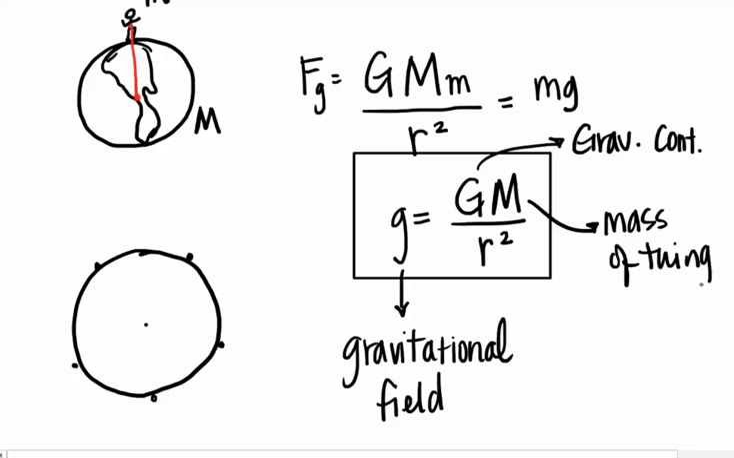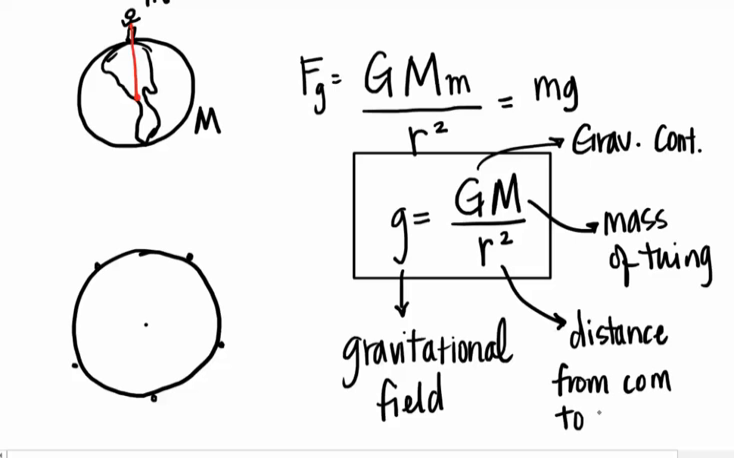So this would be the mass of the thing, and this is the distance above the thing, from center of mass to the place. What do you mean, the place? Well, what if I wanted to find the gravitational field out here where a satellite may be orbiting? Is that the radius of the Earth? No, it would be some height above the surface of the Earth plus the radius of the Earth. So that is your R.